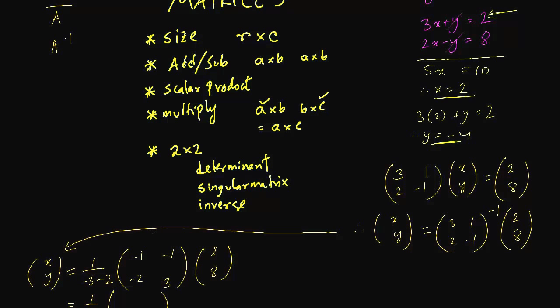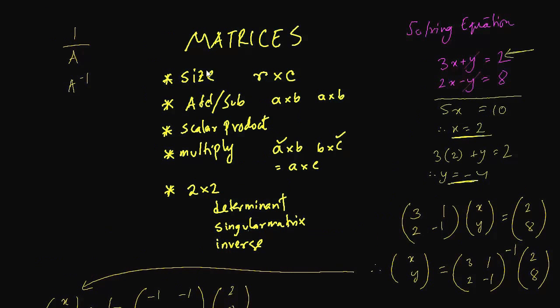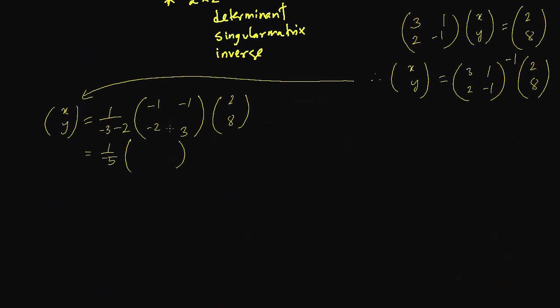Okay, this is better. So we have this, we have to multiply this row with this column. Remember, we multiply this row with this column. So let me mark here, this row with this column over here. So this is going to be minus 1 times 2 is minus 2.